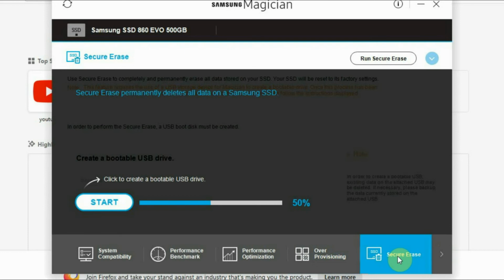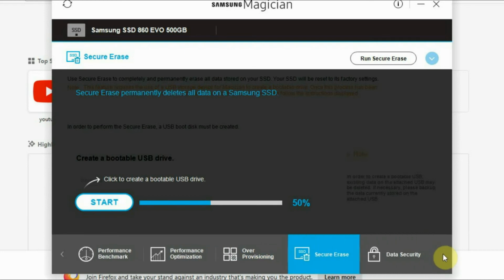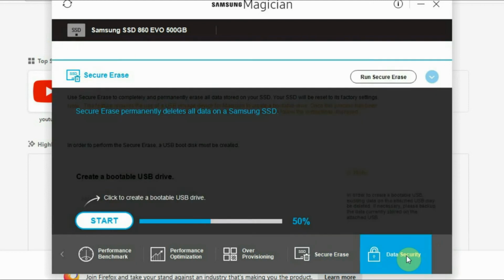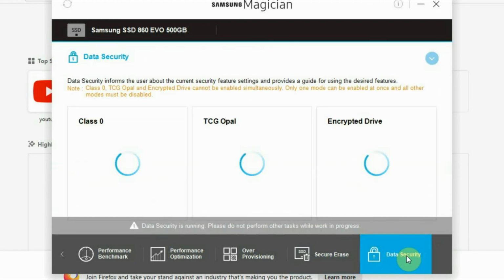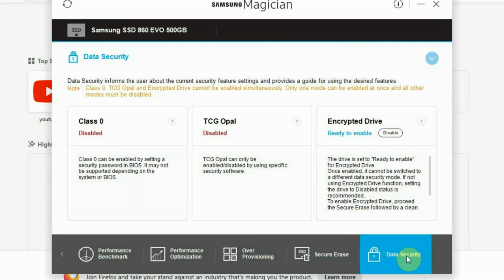Ensure potentially sensitive data is properly and fully discarded, without damaging your drive. Protect your important data by choosing security options granted to you. Magician provides information on how to activate each option.